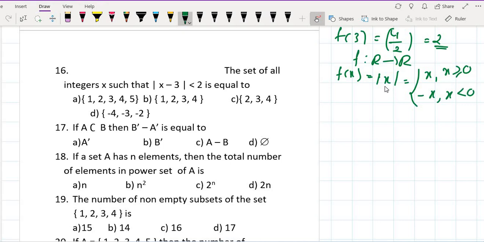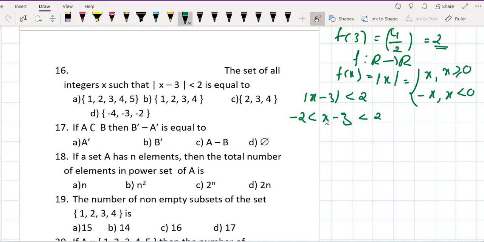So, if you remove the modulus sign, then you have to attach plus or minus to the other side of the equality. Okay. Now, consider this expression what is given. Given like mod of x minus 3, it is less than 2. So, if you remove the modulus sign, then x minus 3 should be less than 2, should be greater than minus 2. See, I have attached plus or minus 2, right?